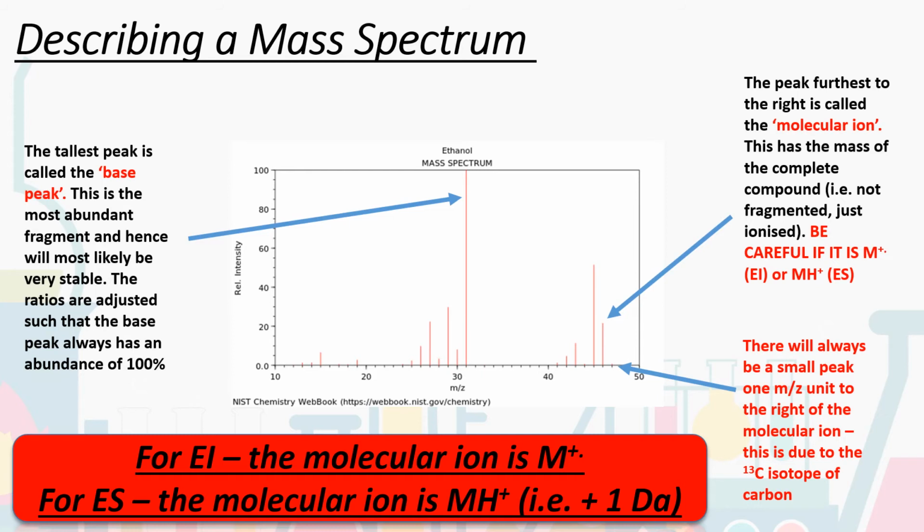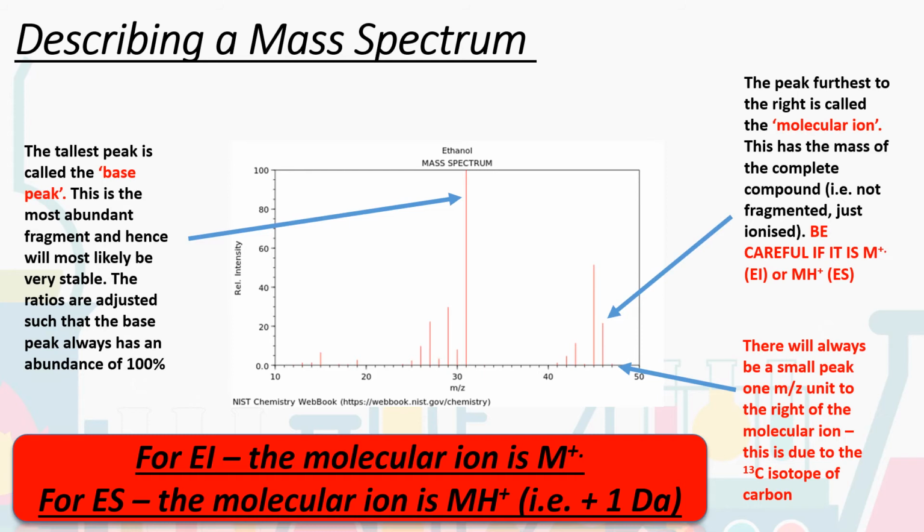If you're doing electrospray, remember that we dissolve it in our volatile solvent, we pick up a proton from the solvent, and so we end up with an MH plus molecular ion. So it's a positively charged ion, still gets accelerated, still accepts the electrons to have the flow of the current, but we've picked up the proton.